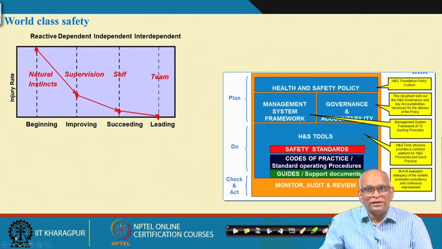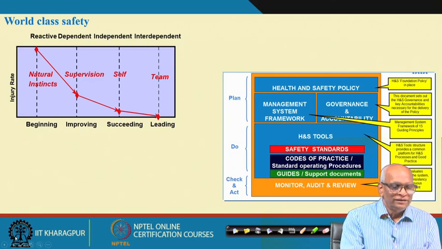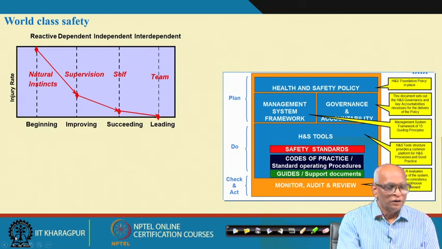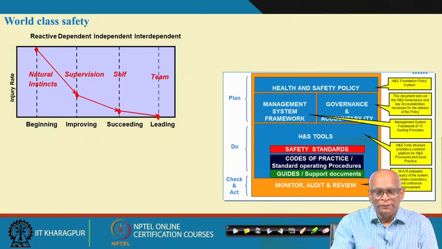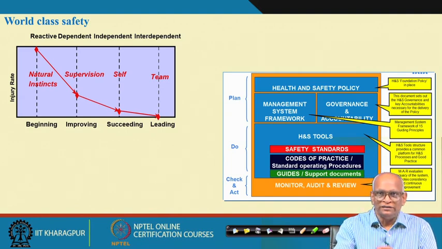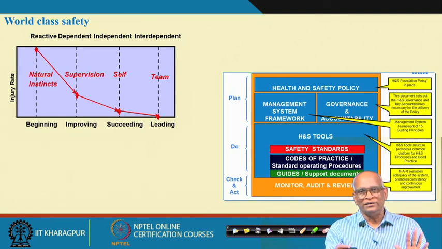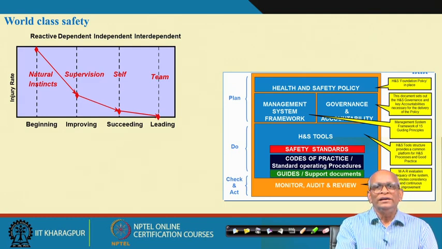I said this organization is a world class safety organization. What do you mean by world class? See, there are 5 types of maturities in the organization. One is beginners, they are called natural instincts. That means, if some statutory people come and say you have to do it, they do it, otherwise they do not do it. If somebody tells you to do it, they will do it, otherwise they will not. So, they will respond to the instructions, they will respond when it is required.